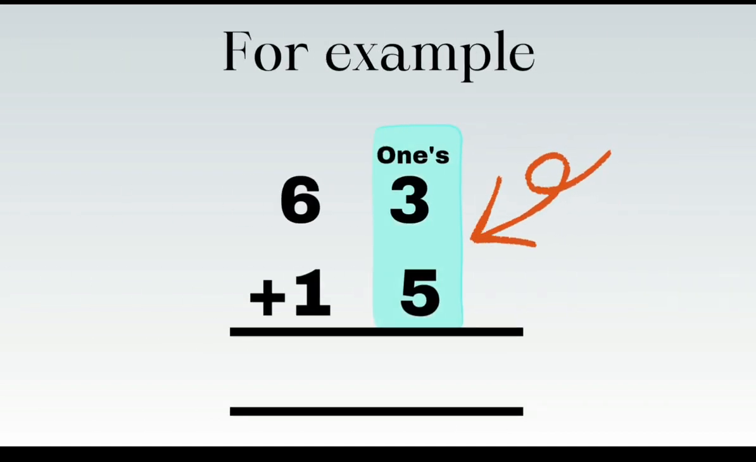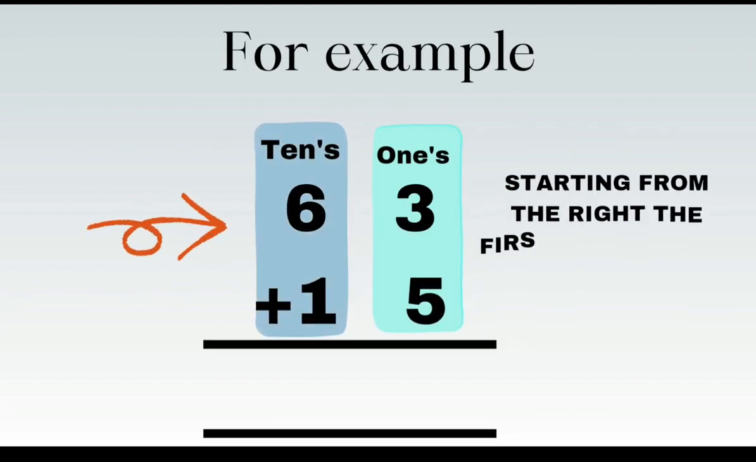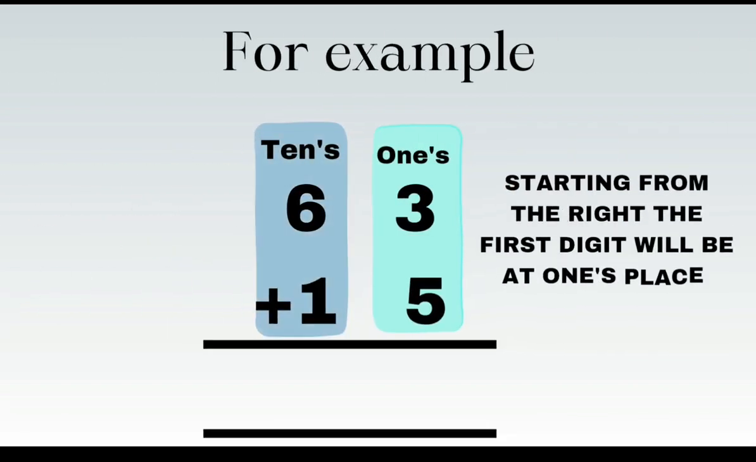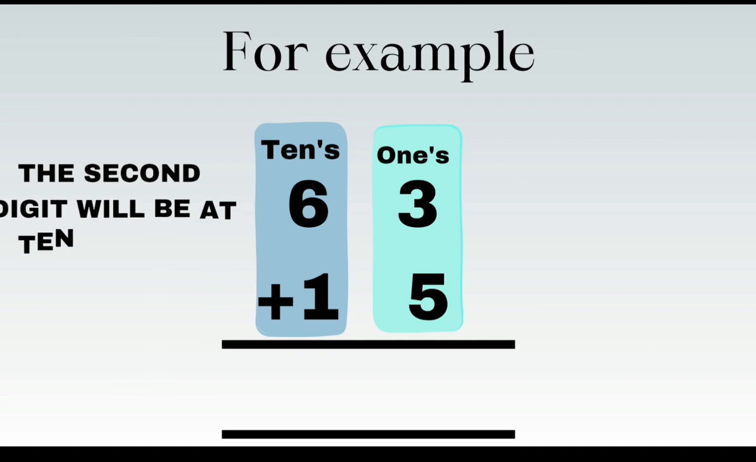this is a ones place. This is a tens place. Starting from the right, the first digit will be at ones place. The second digit at tens place.